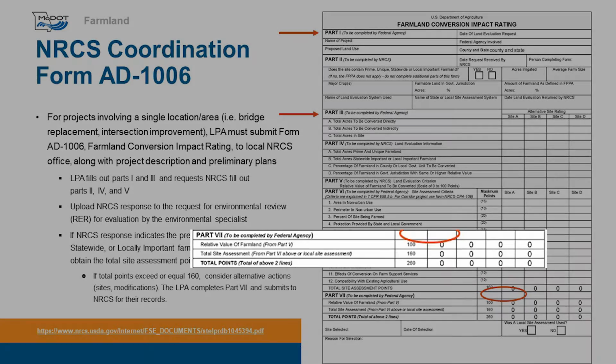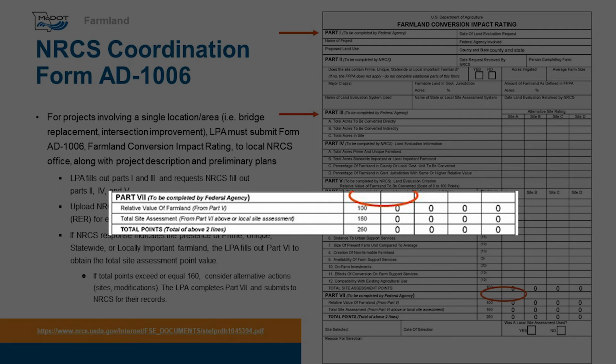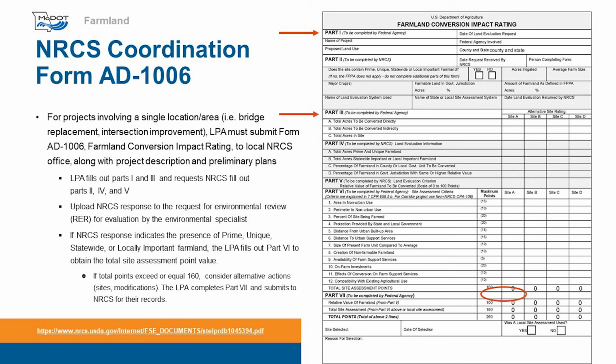If the point value equals or exceeds 160, the LPA should also complete Part 7 and submit the form back to NRCS for its records. The NRCS response to the AD-1006 form should be uploaded to the RER.